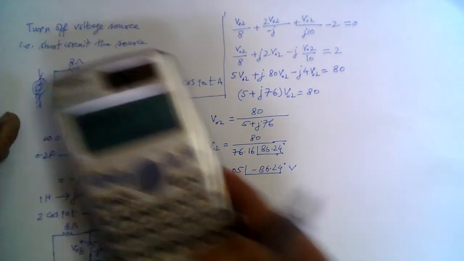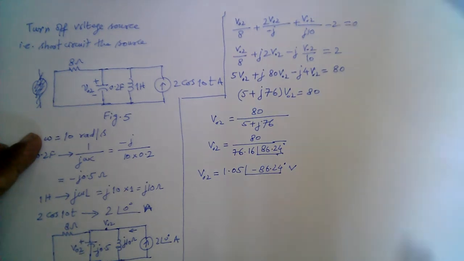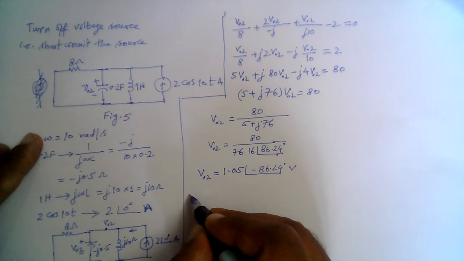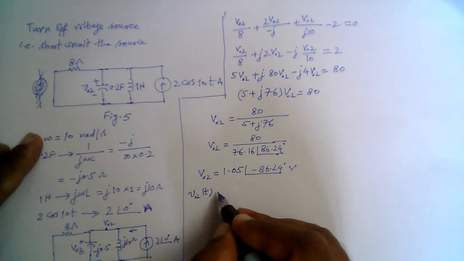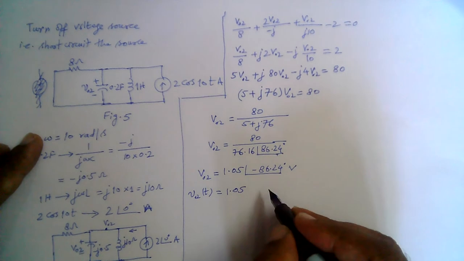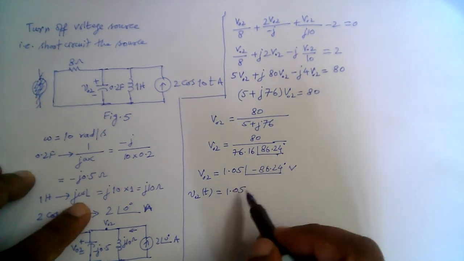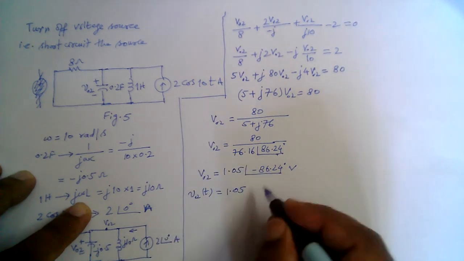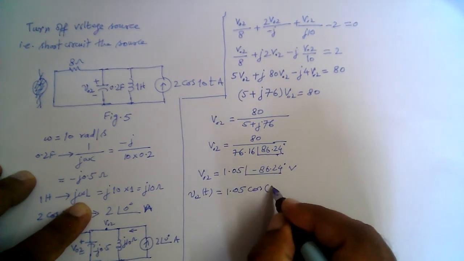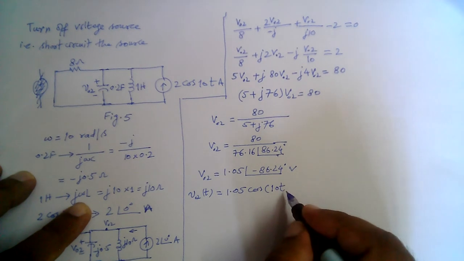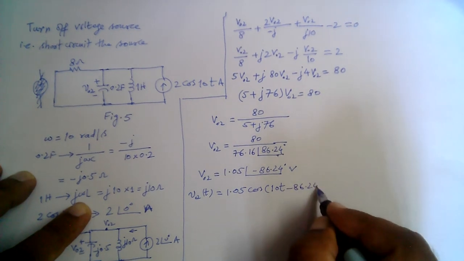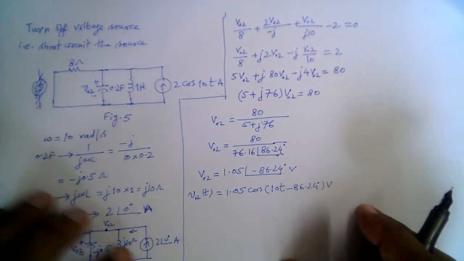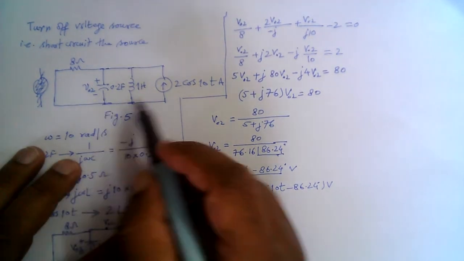So this is the voltage now due to the current source. Transforming this back to the time domain, V02(t) is equal to 1.05, and we now use the cosine function here to transform, because we use the cosine as the base here. So cos(10t minus 86.24 degrees) volts. So this is the voltage across this capacitor due to the current source.